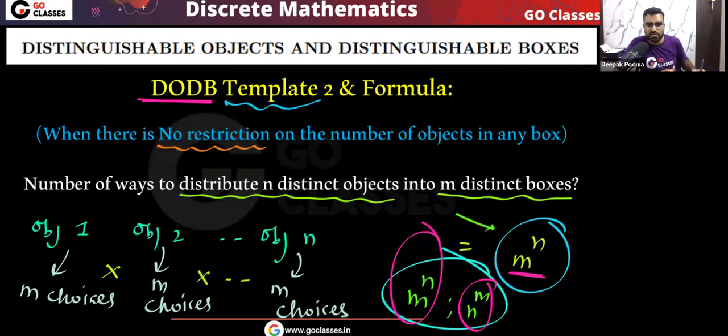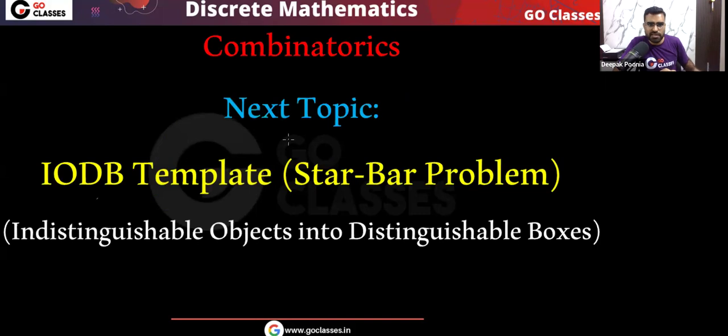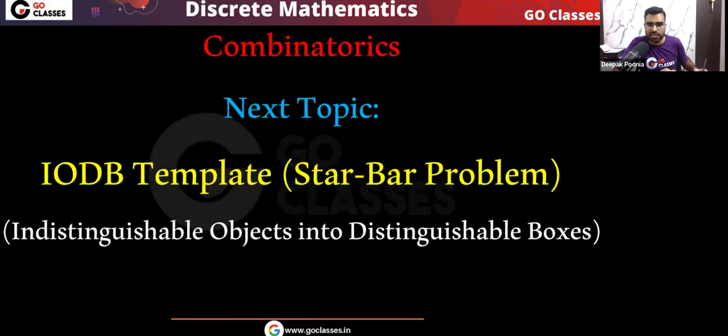Okay, is this point clear? So we have seen the DODB templates. We have seen the two types of questions that are possible in the DODB template, and we have seen the logic, we have seen the formula, everything. In the next lecture, we will study the next template, that is the IODB template, where you have identical objects and different boxes. And this is a very important template, the IODB template. We will study it in the next lecture.